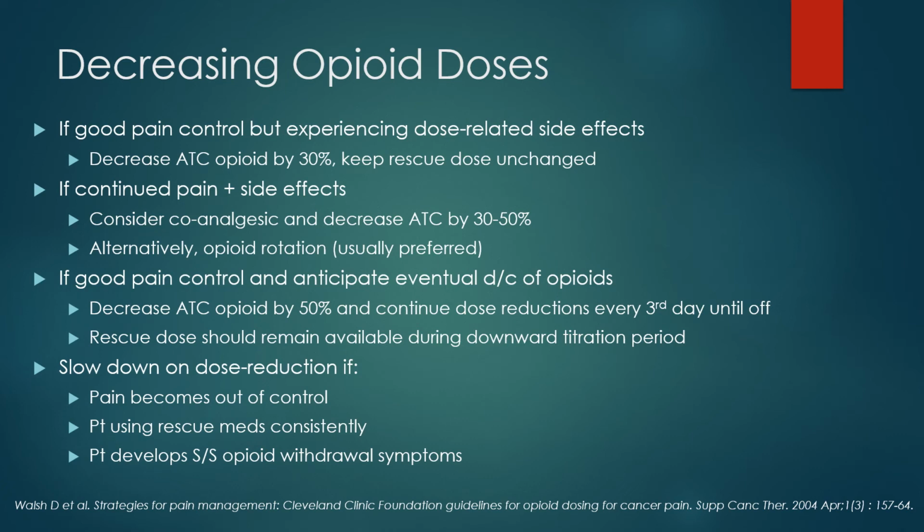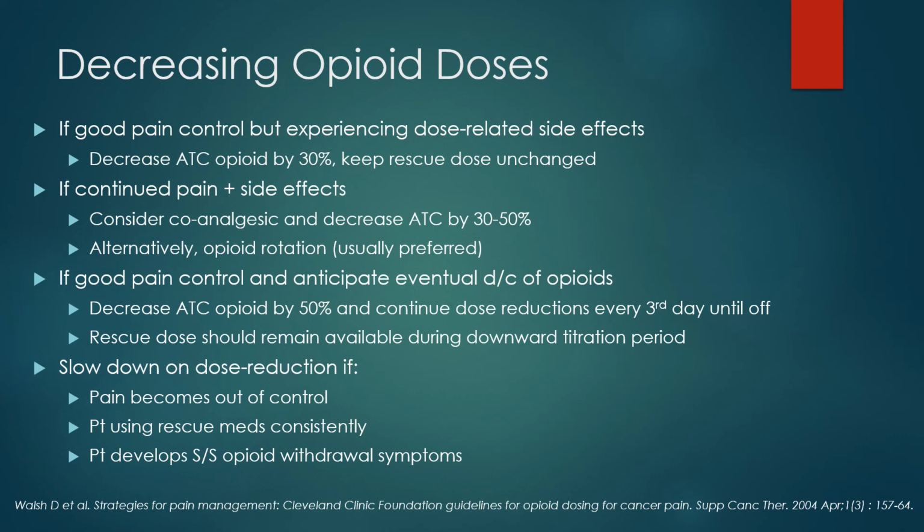If there is good pain control and you anticipate an eventual discontinuation of opioids, decrease the around-the-clock opioid by 50% and continue dose reductions every third day until off. Rescue doses should remain available during the downward titration period.